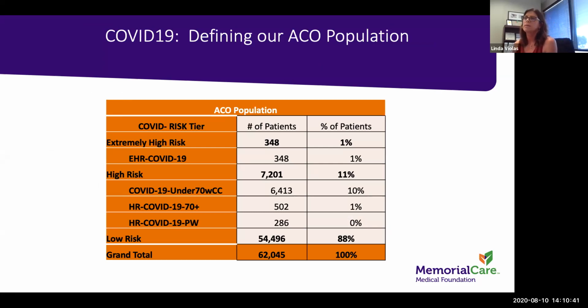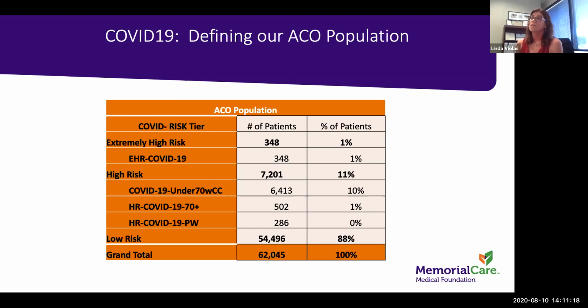We have about 62,000 lives, and when the numbers were run through the algorithm, we had about 1% of our population. So I want to explain something here. Our ACO population does not have any senior lives in it. It is entirely commercial lives. They are PPO lives in our organization. So we're covering their dependents and the people that are getting their coverage through their employment. So 1% sounded pretty good. We looked at 348 patients and thought we absolutely should be able to have a campaign to touch these patients.